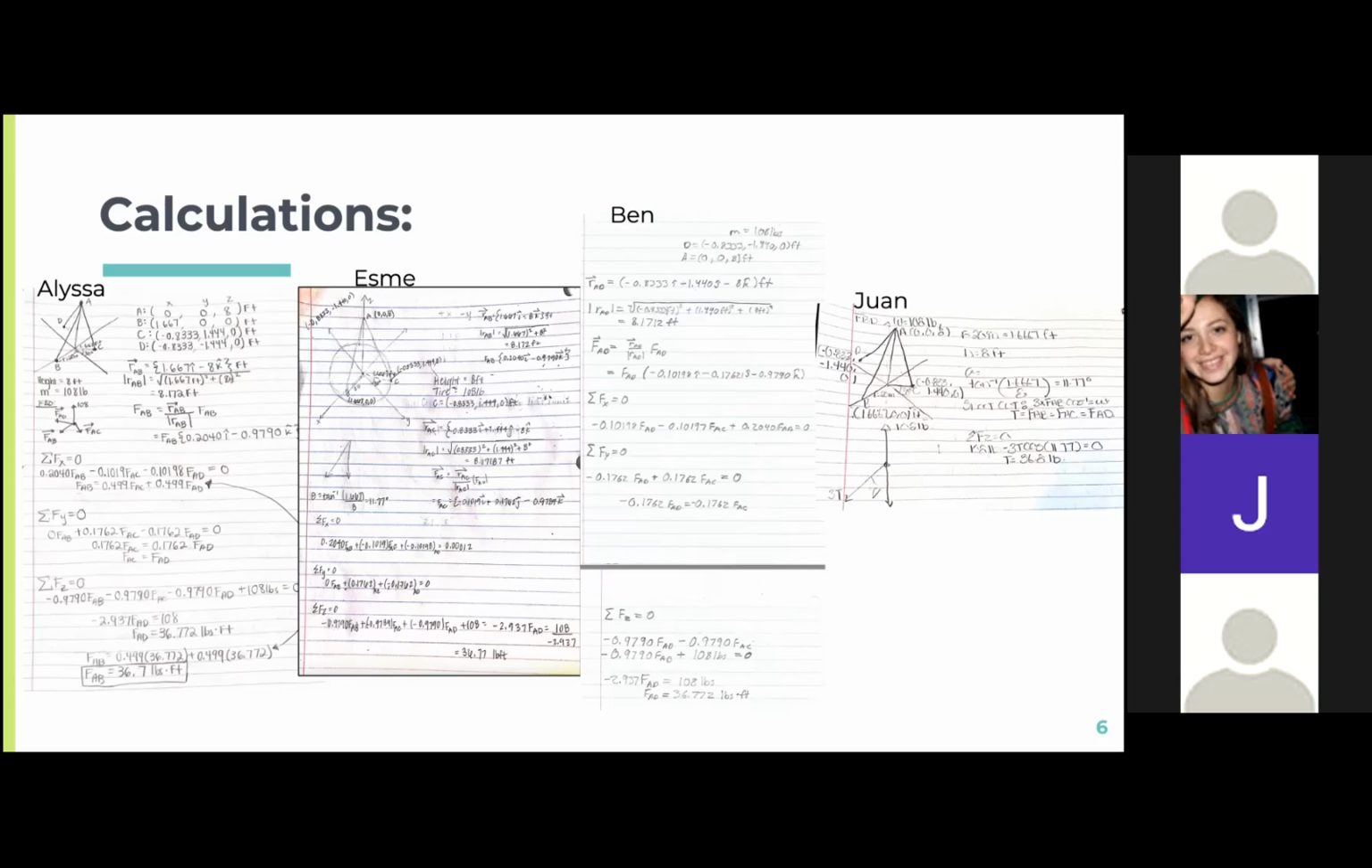For my part, I was in charge of solving for the shortcut, which led me to first solve for the inverse of tangent, which gave me 11.77 degrees. As shown during my calculations, tension equals FAB, FAC, and FAD, which led me to plug in 108 equals 3T cosine 11.77, which gave me 36.8 pounds.